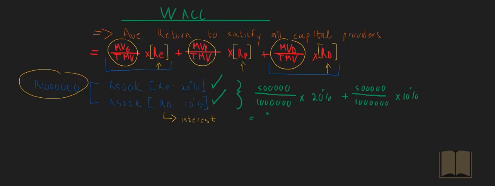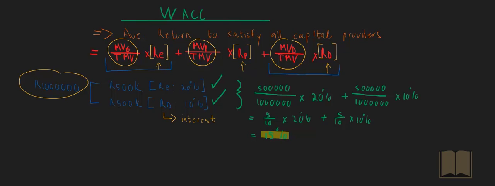This gives you 5/10 or half multiplied by 20% plus 5/10 or half again multiplied by 10%. So this gives an answer for weighted average cost of capital of 15%. So given the capital provided of R1 million, the business needs to achieve an average return of 15%. If they achieve an average return of 15%, they'll be able to satisfy both the equity providers as well as the debt providers.